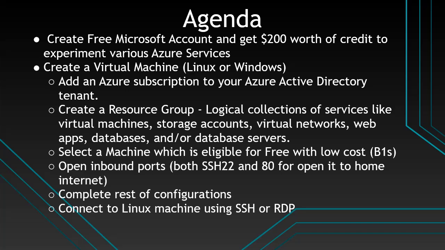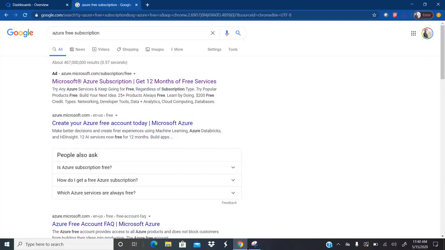we need to open some inbound ports, basically to expose your virtual machine to the internet, and complete the rest of the configurations, and then you can connect to your virtual machine. Okay, so all these agenda items I'm going to show you practically on the Azure portal. Now let me show you how we can create a virtual machine in Azure.